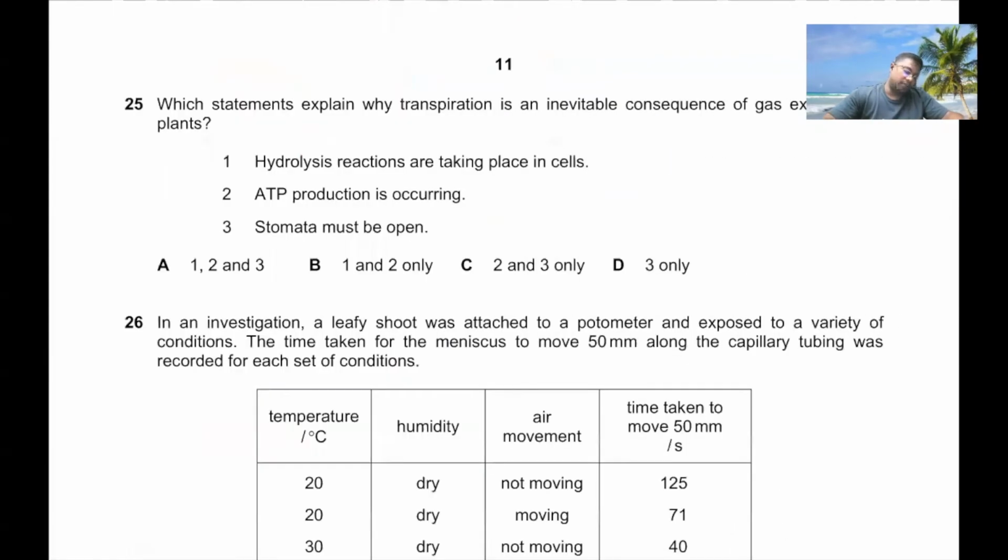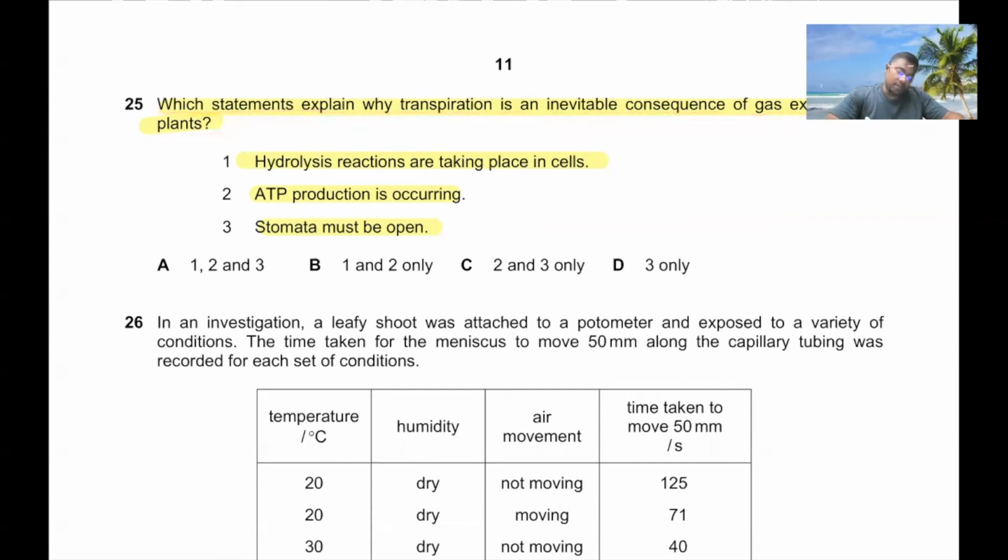Question number 25. Which statements explain why transpiration is an inevitable consequence of gas exchange in plants? Number 1, hydrolysis reactions are taking place in cells. ATP production is occurring. Stomata must be open. Now let's read the question again: which statements explain why transpiration is an inevitable consequence of gas exchange in plants?